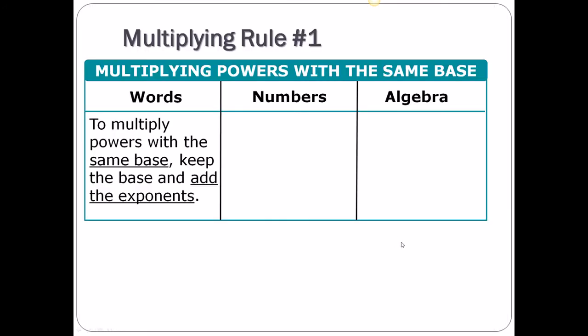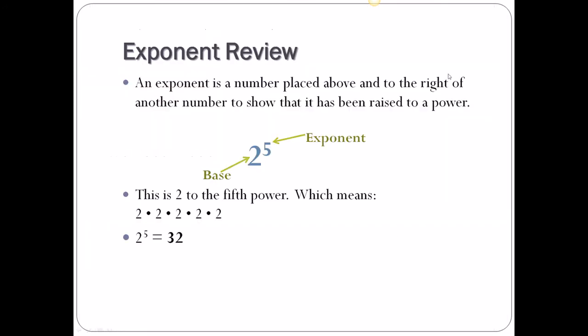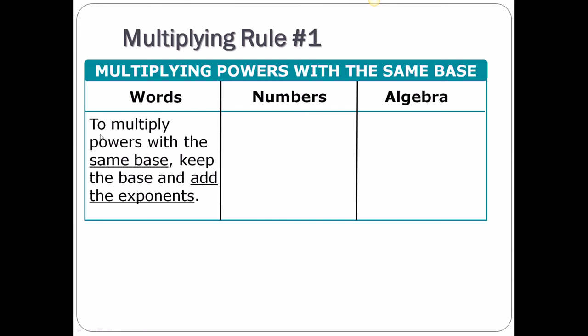Property number 1 is called multiplying powers with the same base. This is why we needed to know what a base was. The base is the big number. We need to make sure we have the same base. To multiply powers with the same base, keep the base and add the exponents. All right, so what does that mean? If I have 3 to the 5th times 3 to the 8th, it says if you have the same base, keep the base, so we're going to keep the 3, and add the exponents. 5 plus 8 is 13.